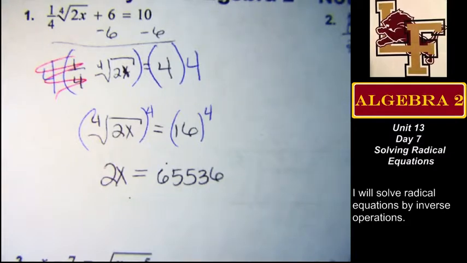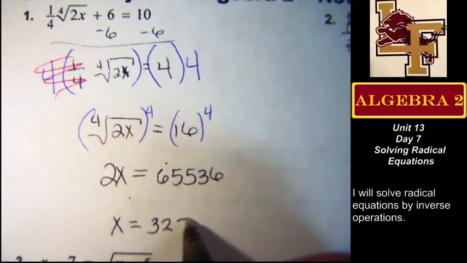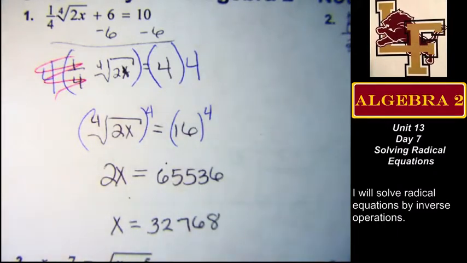Now what? I want x by itself. You divide by 2. When I do, I get 32,768. That's a big number. It is.